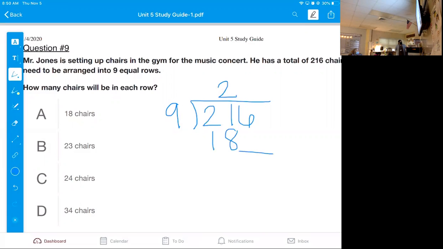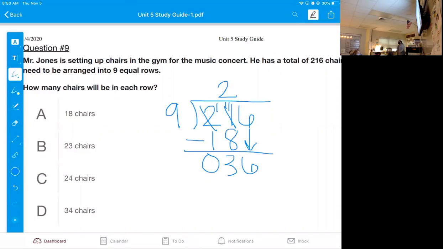All right, here's another one we need to regroup on. So I'm gonna borrow from this 2, it's gonna become a 1, and this 1's gonna turn into an 11. Okay? 11 minus 8, 3. And 1 minus 1, 0. Okay? Brother says? Bring down. So I'm gonna bring down my 6.